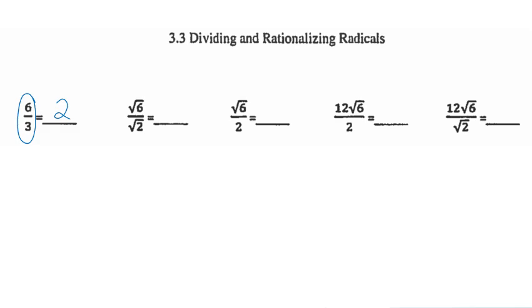nothing too special here. When we're dividing radicals, though, if two radicals are getting divided, we can use what's called the quotient property. And so the square root of 6 over the square root of 2, if they're both under a radical, I could put them under the same radical. And that's actually the same as the square root of 6 over 2 or the square root of 3.